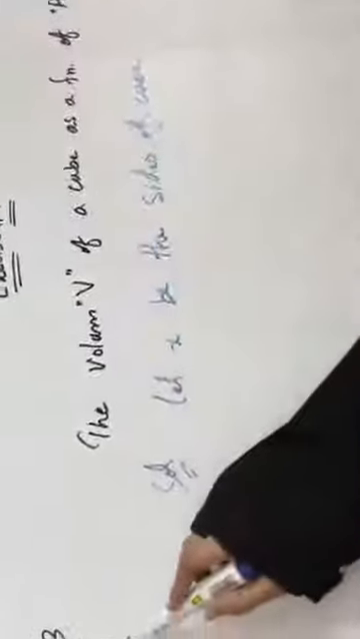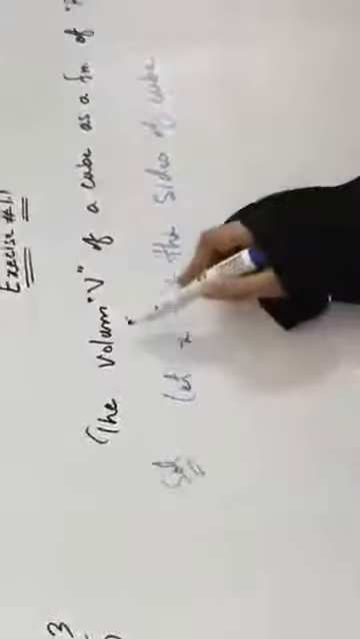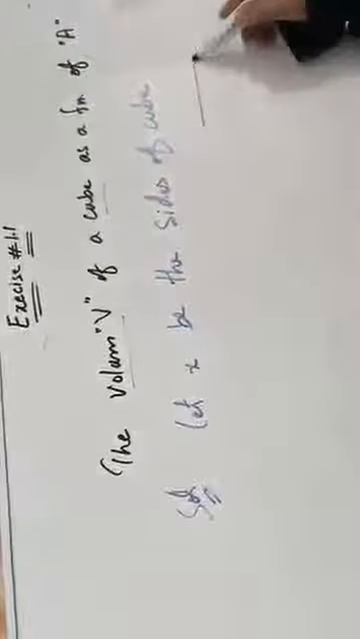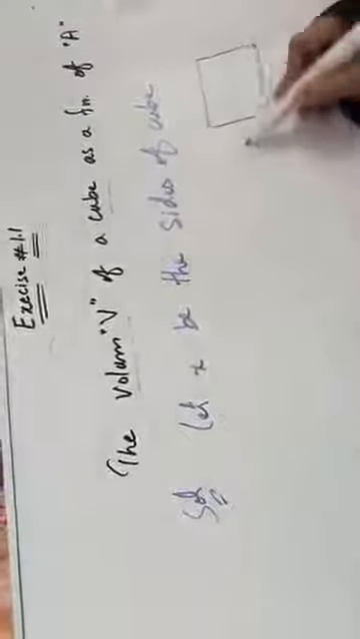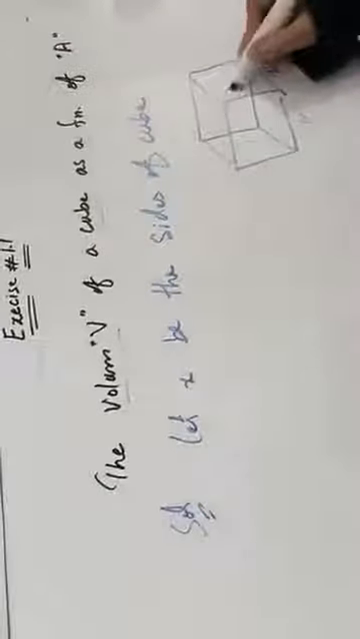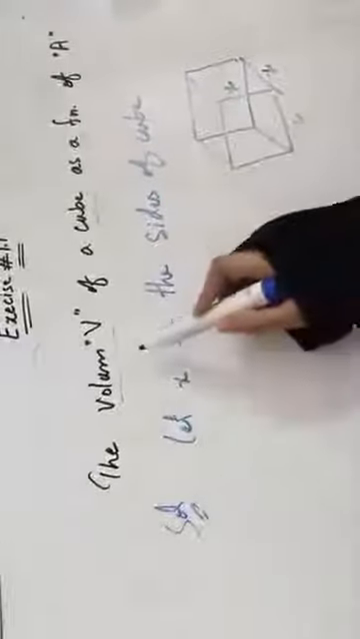Question number 3, C part, the volume V of a cube as a function of its area. So there is a cube given, so I am drawing a cube here. This is the cube shape. Consider, let x be the sides of the cube. This side x, x and x. There are two parameters, volume and area.